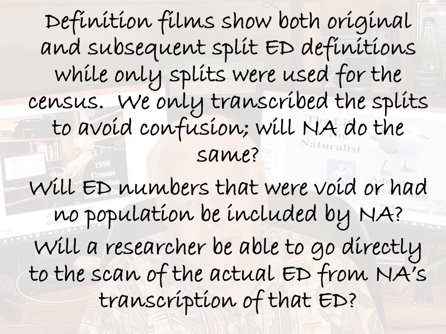So if they have this ED definition utility, definition films show both original and subsequent split ED definitions. Well, only the splits were used for the census. We, the One Step people, only transcribe the splits to avoid confusion. Will NA do the same? Will ED numbers that were void or had no population be included? Will a researcher be able to go directly to the scan of the actual ED from the NA's transcription of that ED number? We have that ability.